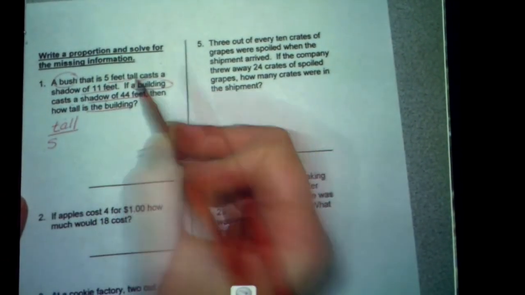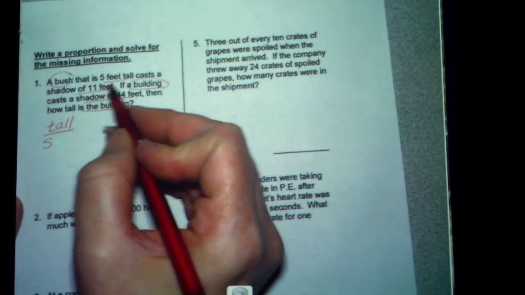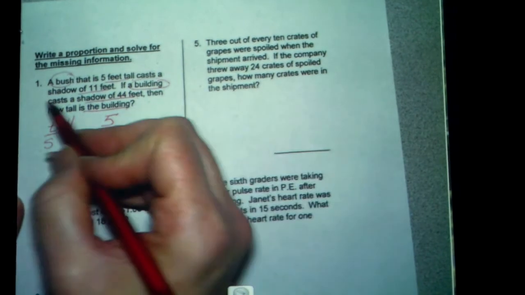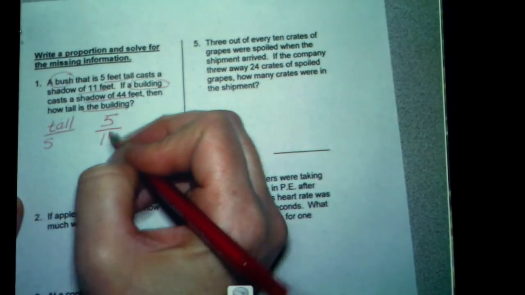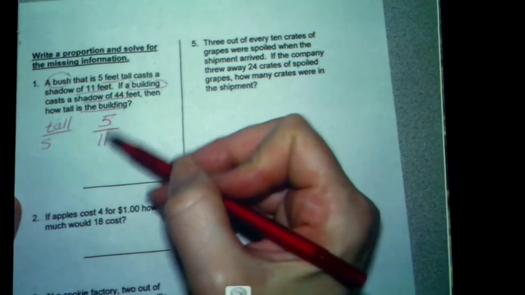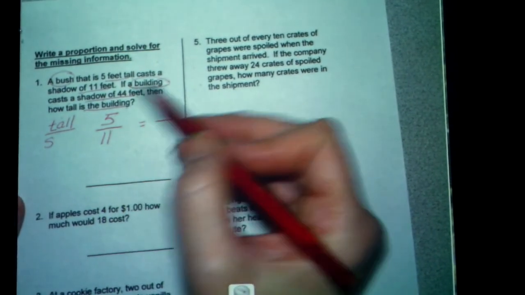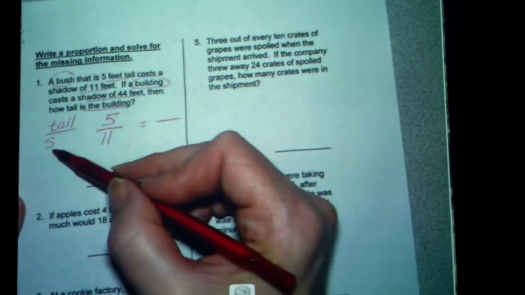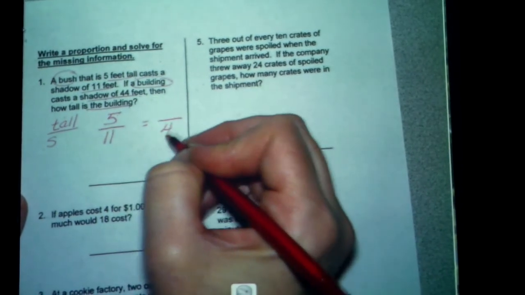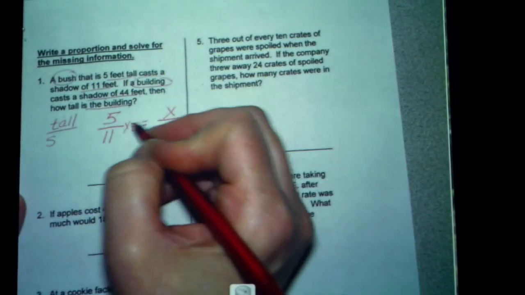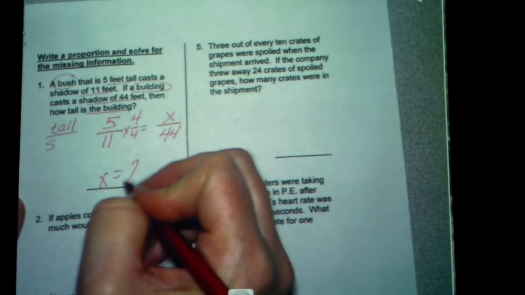Okay, I'm going to look at the bush first. The bush is 5 feet tall. Okay, that goes up top. He casts a shadow of 11 feet. So here's the bush. He's this tall, there's his shadow. When I look at the building that says shadow 44, the shadow's on the bottom, so 44 goes on the bottom. I know that 11 times 4 gives me 44, so x equals 20.